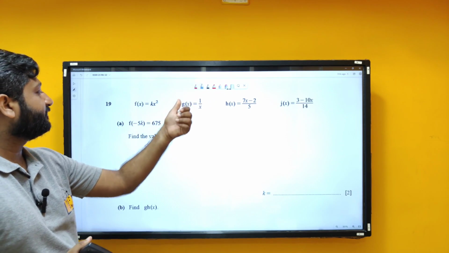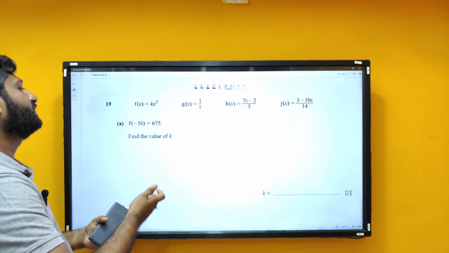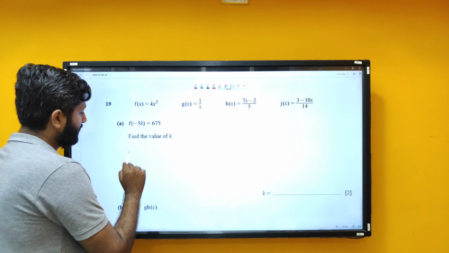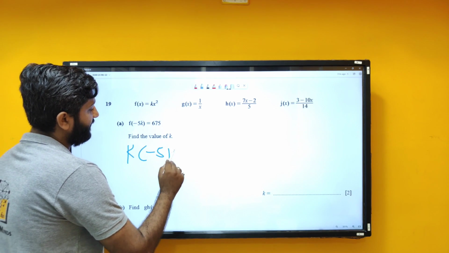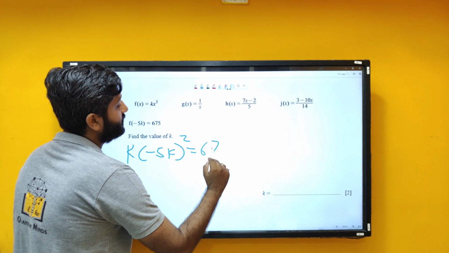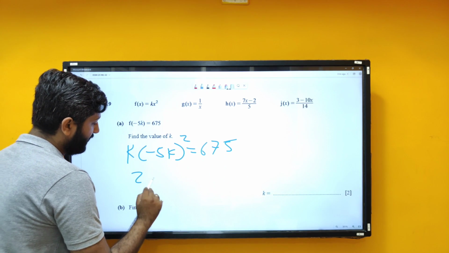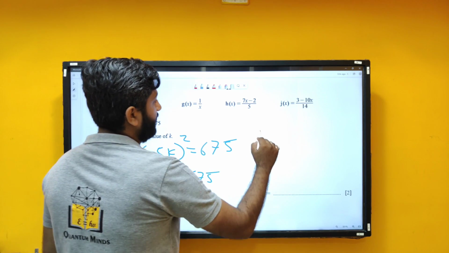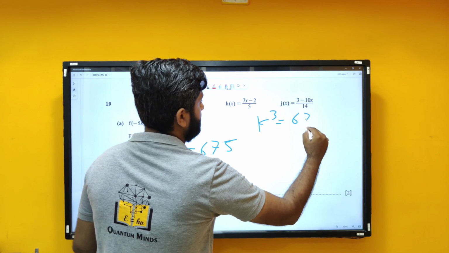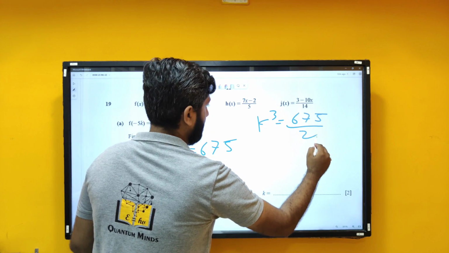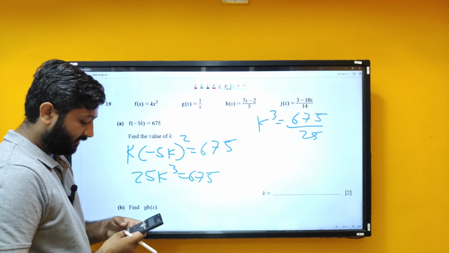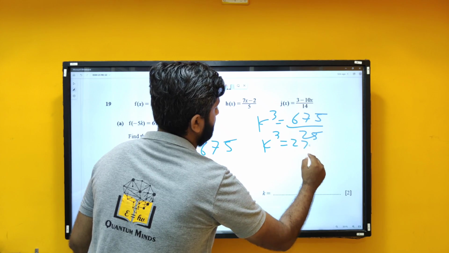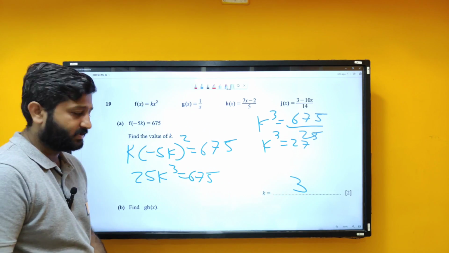If f of minus 5k is equal to 675, find the value of k. So instead of x we substitute minus 5k. So k into minus 5k squared is equal to 675. I think we have 25k cube is equal to 675. So k cube is 675 upon 25, which should be 27. Yes, so k cube is 27, therefore k is the cube root of 27, which is 3.